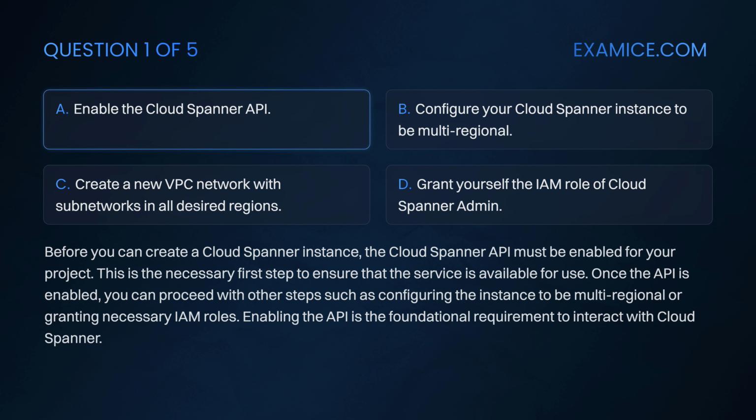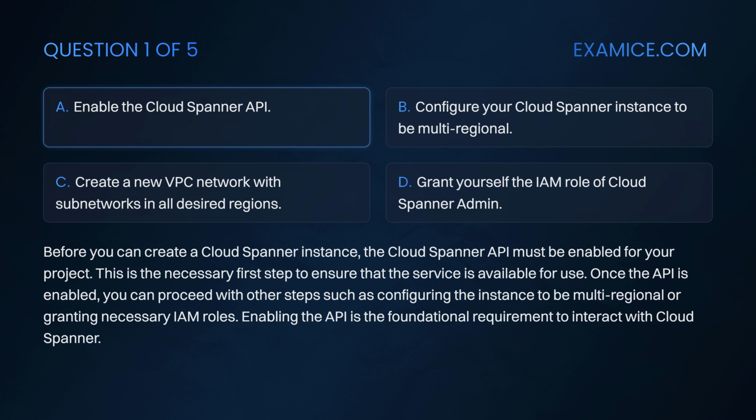Before you can create a Cloud Spanner instance, the Cloud Spanner API must be enabled for your project. This is the necessary first step to ensure that the service is available for use. Once the API is enabled, you can proceed with other steps, such as configuring the instance to be multi-regional or granting necessary IAM roles. Enabling the API is the foundational requirement to interact with Cloud Spanner.